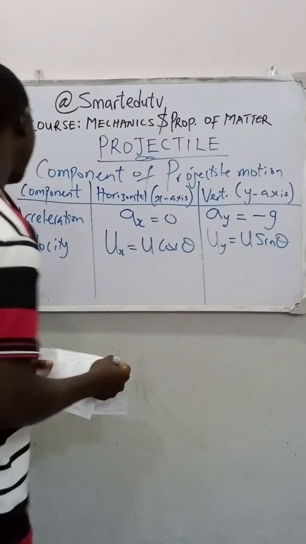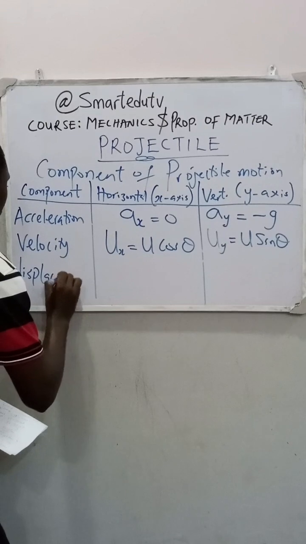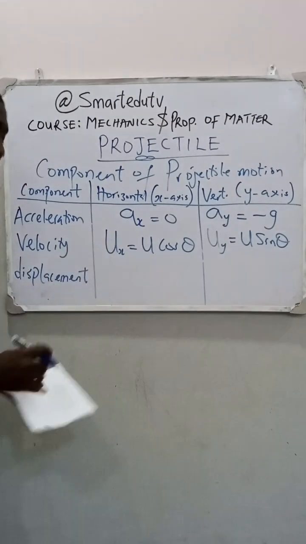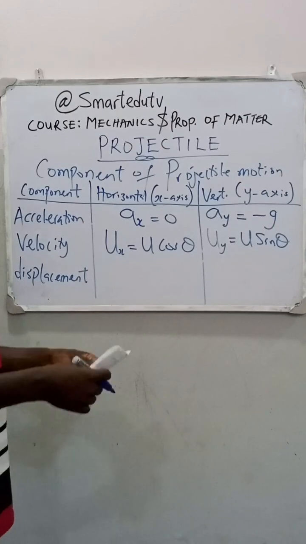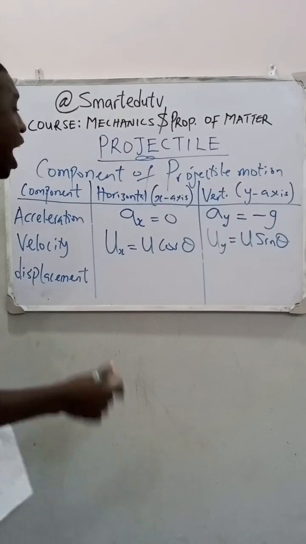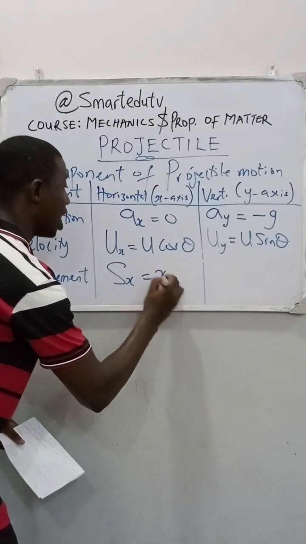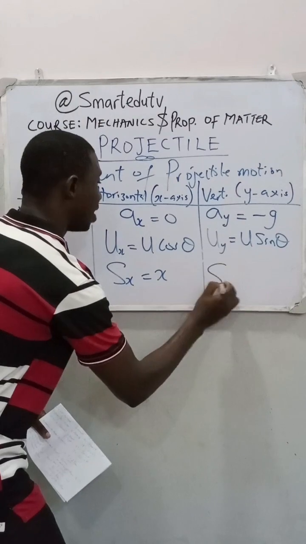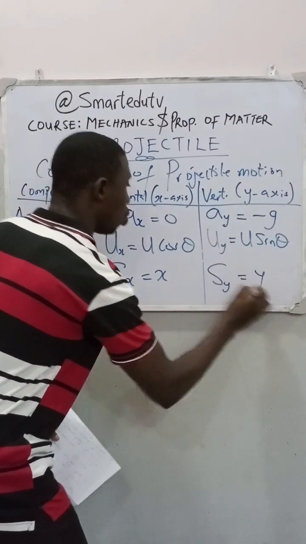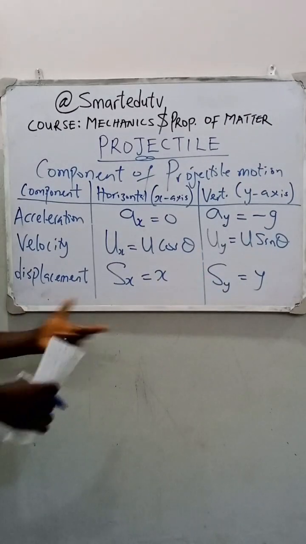Next, let's look at displacement. Let's see what happens to displacement along the x-axis and also along the y-axis. Along the x-axis, my displacement x is the same thing as x. And along the y-axis, my displacement y is the same as y. Either I call it displacement or I call it distance, I'm still saying the same thing.